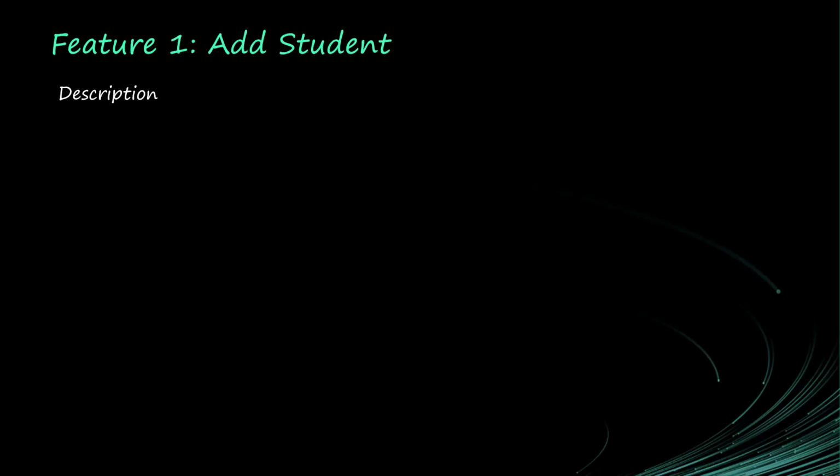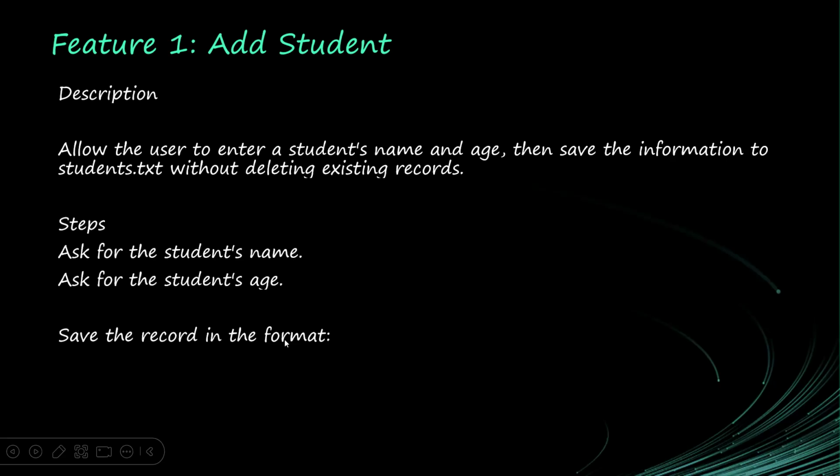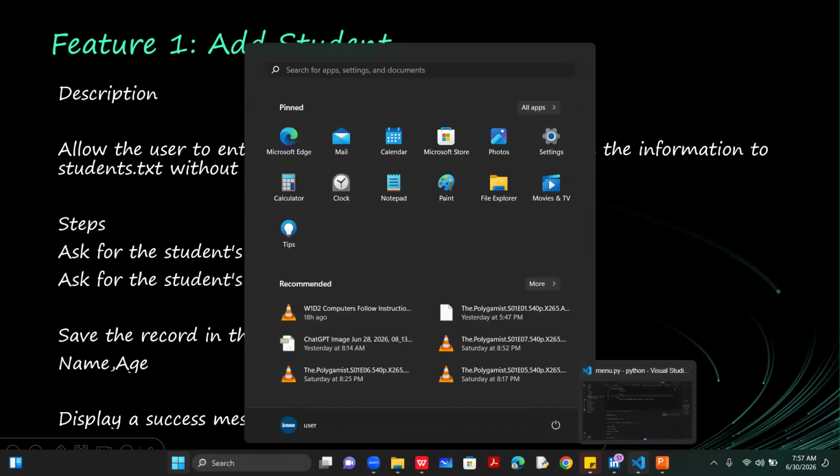So the first feature is add. The add feature should allow the user to enter a student's name and age, then save the information to student.txt without deleting existing records. That means we are going to be using append to save immediately to file. So ask for the student's name, ask for their age, save the record in this format, and display a success message. So let's go and work on our ask student.